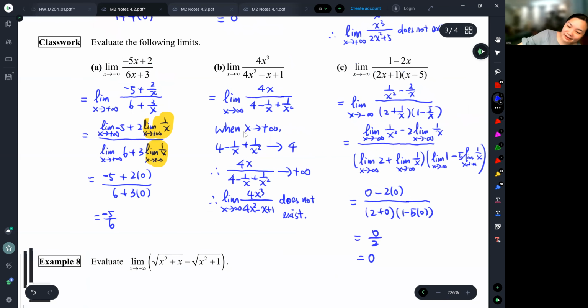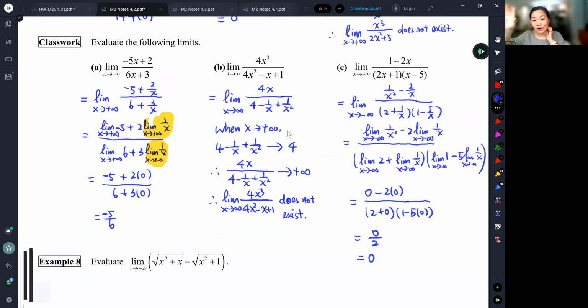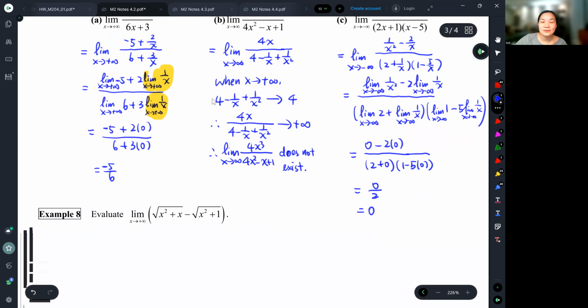I think that covers every different case. When you have a polynomial divided by another polynomial, it's either A or B or C. Okay. So that's it. Let's move on to more complicated examples.